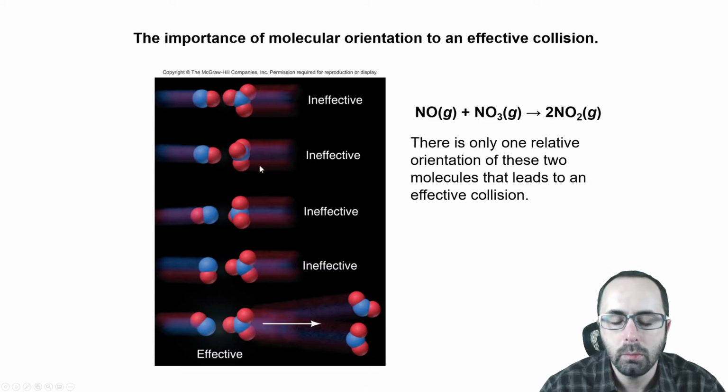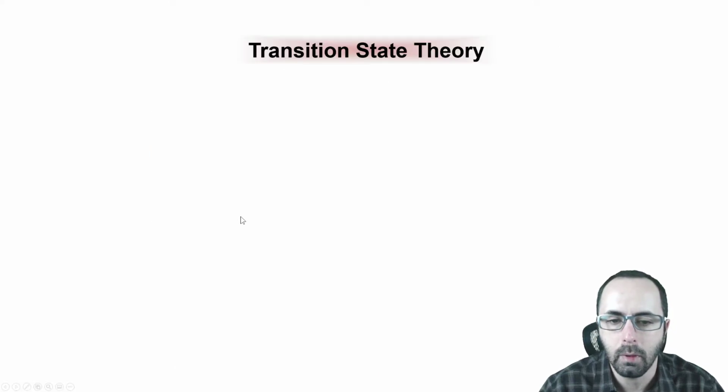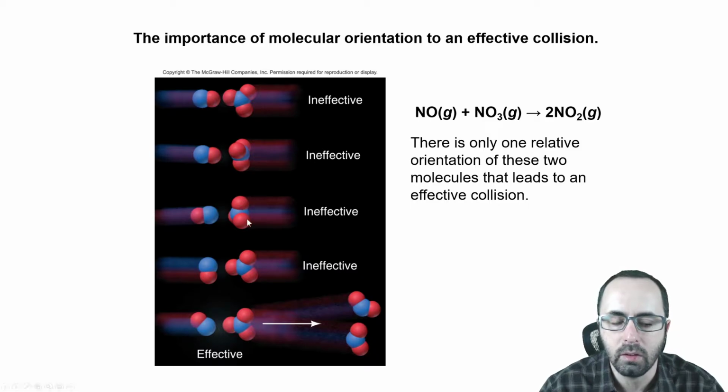It will also be ineffective if this oxygen atom is hitting this nitrogen atom. That's not what we want. We want one of these oxygen atoms to attach over to this nitrogen atom. Now, if this molecule flips around, because they're always flipping and turning, and the nitrogen atom hits the other nitrogen atom, that's not going to be an effective collision either, because we need this nitrogen atom to be hitting one of these oxygens.